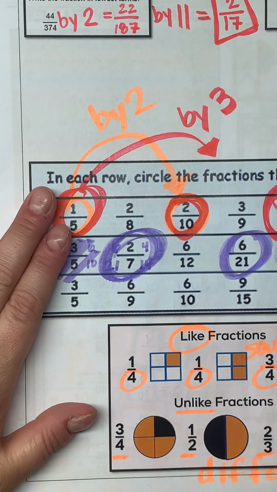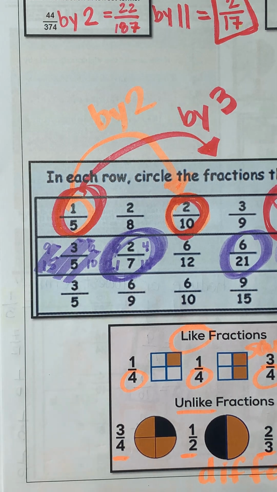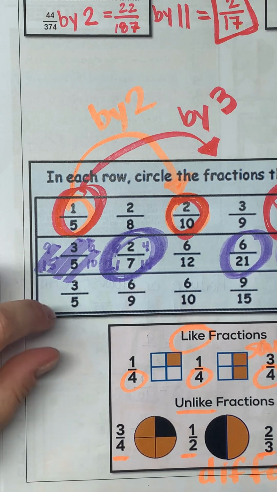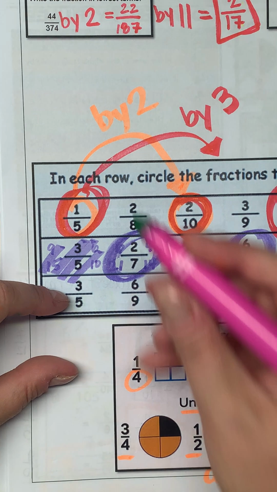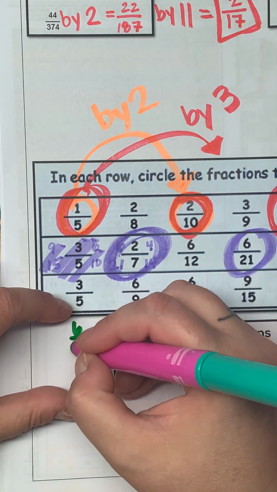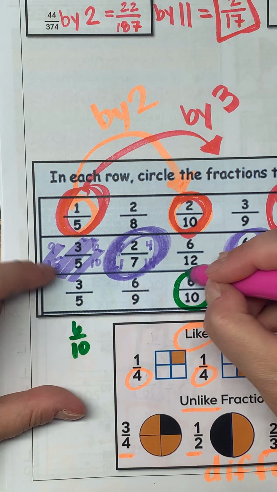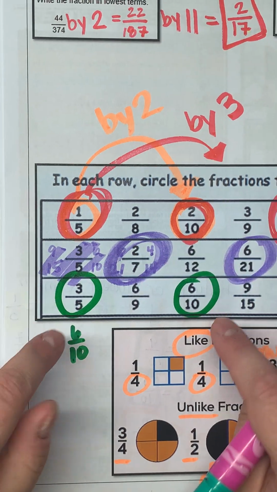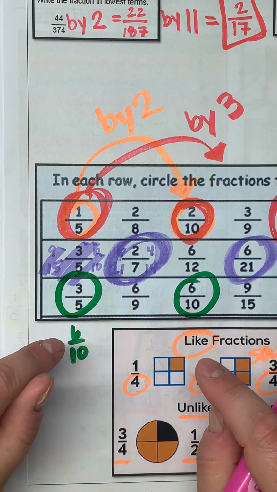We'll start with this 3 over 5. Let's multiply 3 over 5 by 2. What do we get? 3 times 2 is 6. 5 times 2 is 10. Hey, look at that. It's right here. So 3 over 5 and 6 over 10 are equivalent fractions.